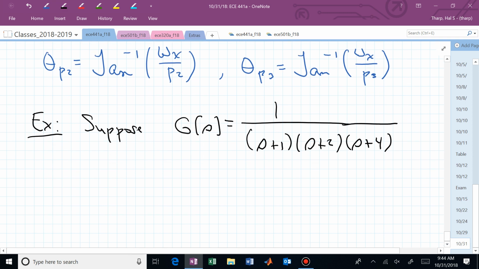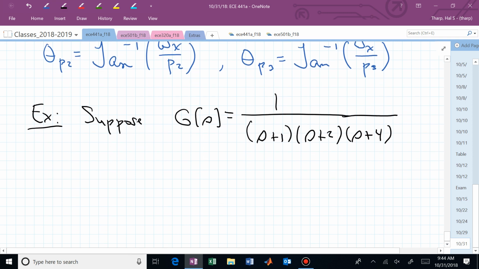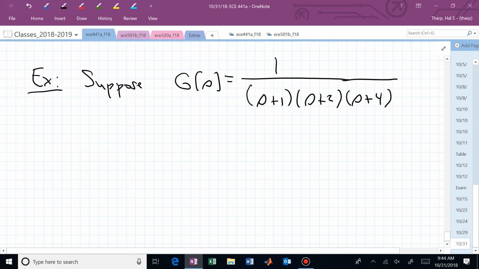And now we want to determine an imaginary axis crossing. We know it has to cross because we know we have a fundamental angle of 60 degrees. We could calculate the centroid of that. That would be minus 1, minus 2, minus 4 divided by the pole-zero excess, which is 3. So it's minus 7/3 or minus 2 1/3. And it's going up at 60 degrees.